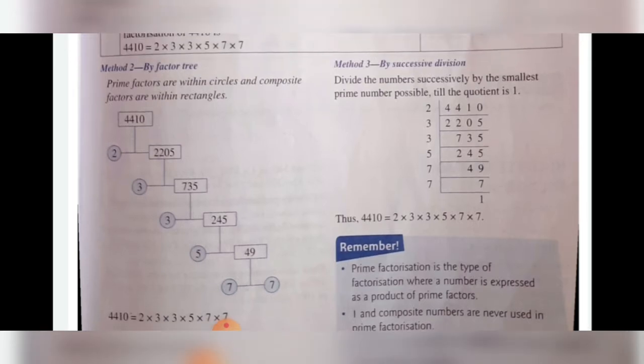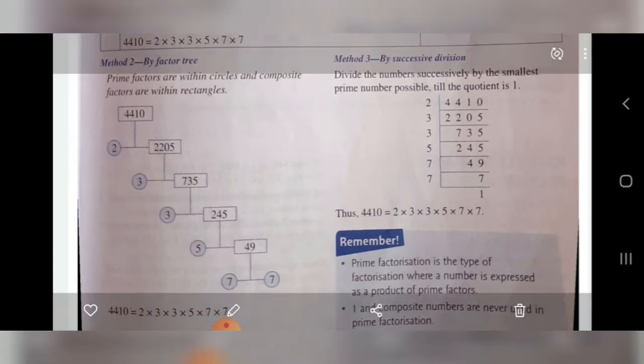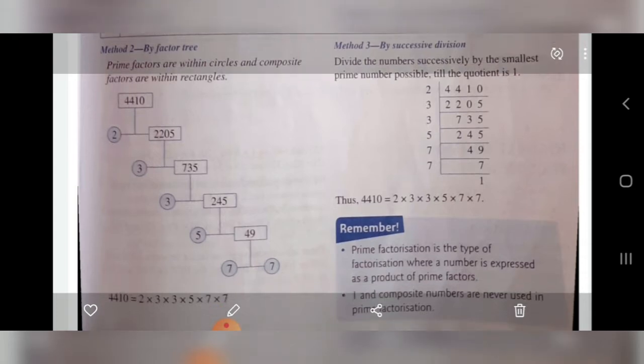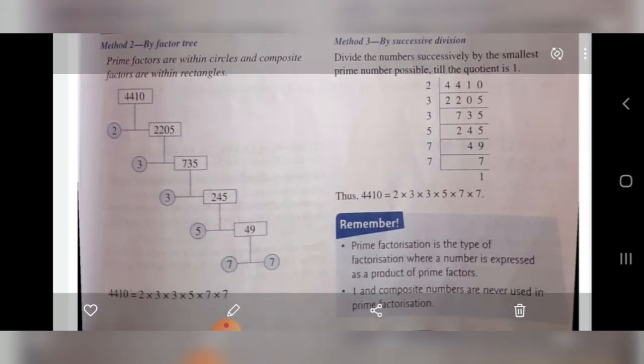And the third method is a successive division, which is the best method and the easiest method, and which you have already studied in standard 5. So this will be easiest method for you. So you have to divide the number successively by the smallest prime number possible till the quotient is 1. So 4410, if you divide it with 2, you will get 2205. If you divide it with 3, you will get 735. So that way successively you are going to go until 1 comes.